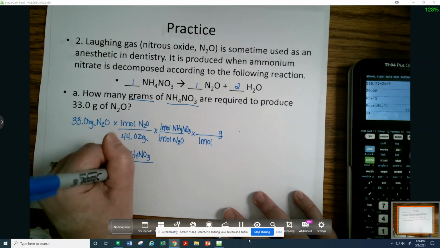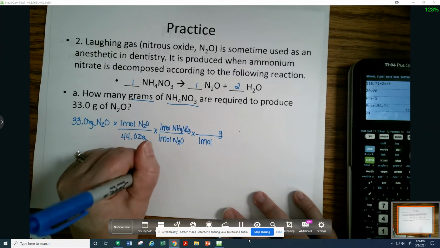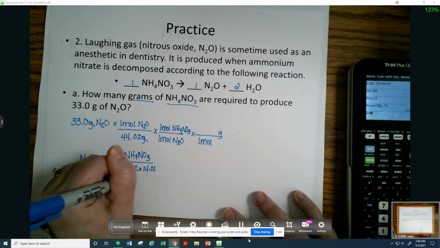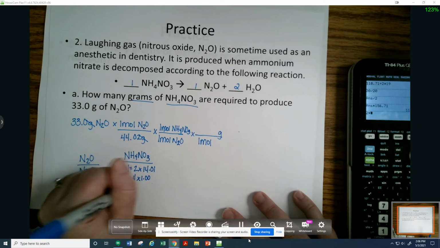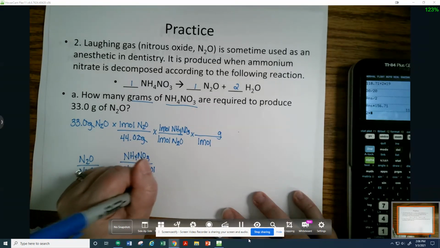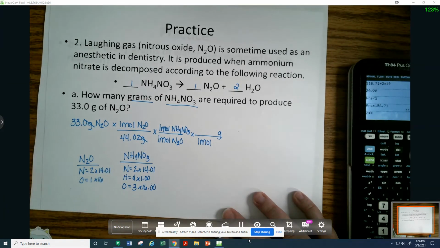So we have nitrogen, there's 2 of them. Hydrogen, there's 4. And oxygen, there's 3. So the molar mass of ammonium nitrate looks like 80.02.